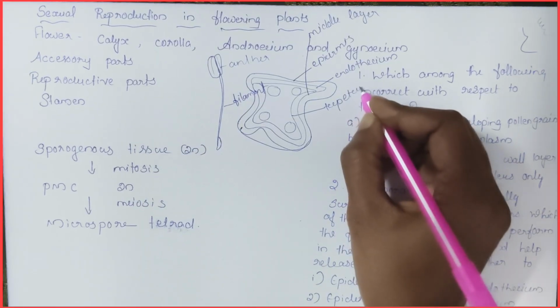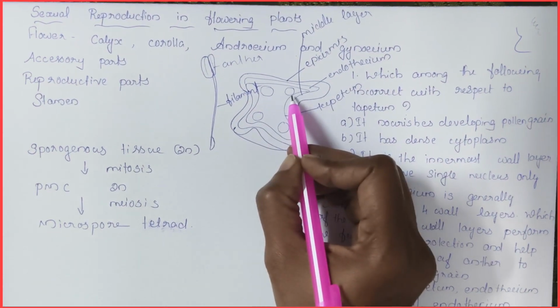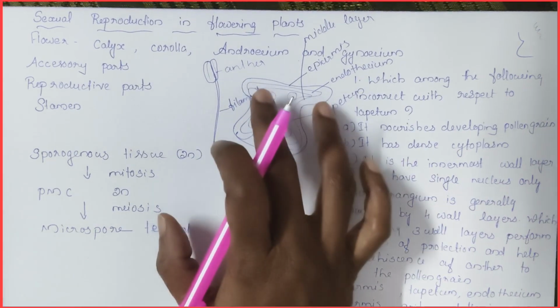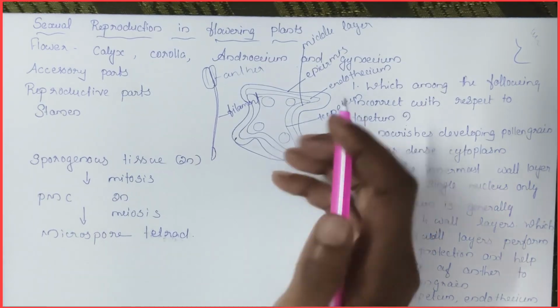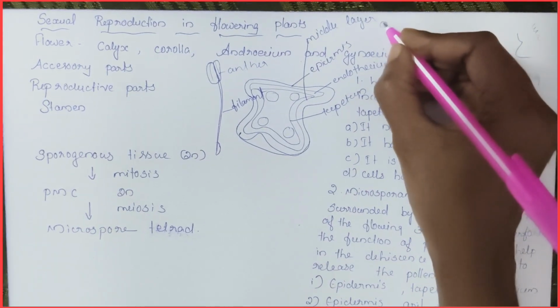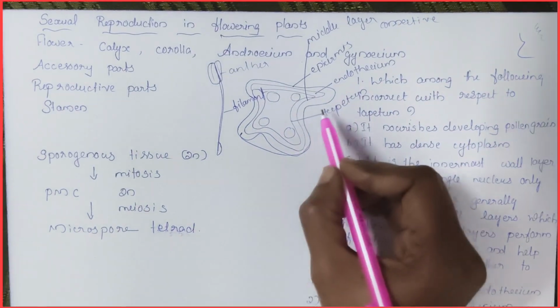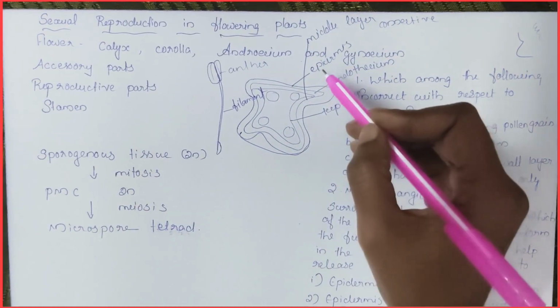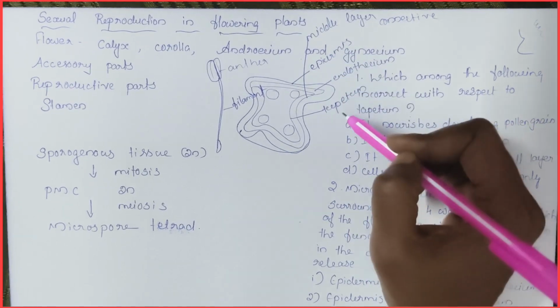The innermost one is called the tapetum. Here you can see this is one theca and this is another theca, in the bilobed structure. The two lobes are connected with each other by the connective. So here there are four layers: epidermis, endothecium, middle layer and tapetum.